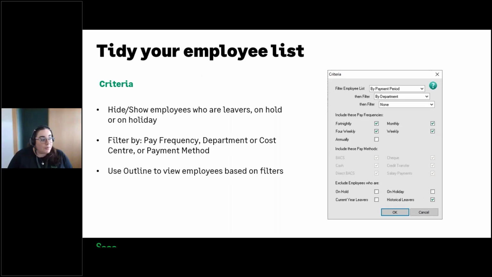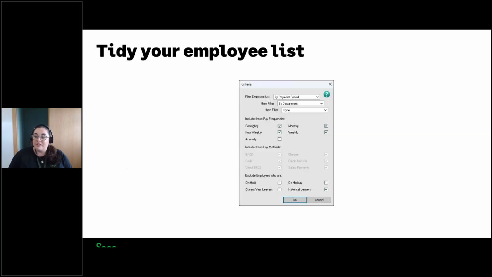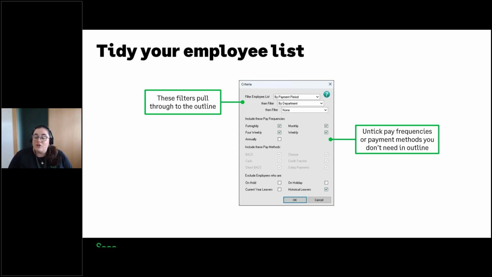So just to recap, that was the criteria option and the outline option that we took a look at there. In the criteria, at the top, you've got those different filters, which you can determine what gets pulled through into the outline. So do you want to filter by payment period first, so monthly or weekly, or would you prefer department, cost center, pay method, etc.? Whatever you would prefer there. In the middle, you can then untick those different pay frequencies or payment methods that you don't need in the outline. So for me, I only have monthly and weekly employees, so I made sure that for the pay frequencies, those were the only folders showing.